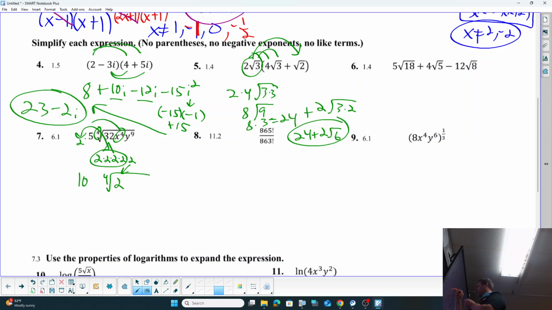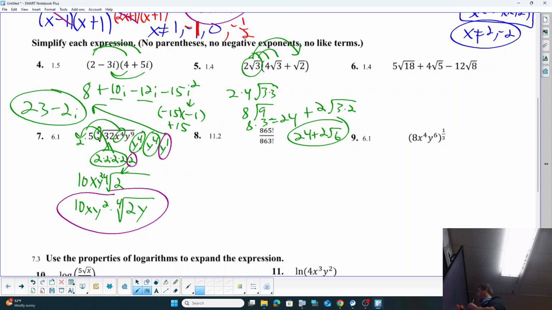And then all 4 of those come out to be 1x. And then that's y to the 4th, y to the 4th, and then y to the 1st. So that's 2 y's that are going to come out. So that's y squared. So we have 10xy squared times the fourth root of 2, and we still have a y left inside as well as a 2 left inside. And there's our answer. Boom.